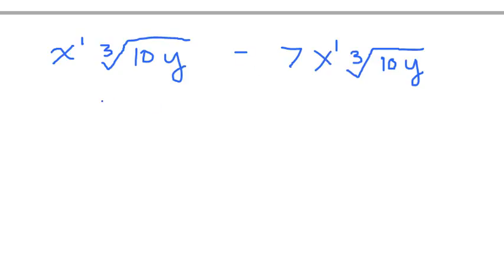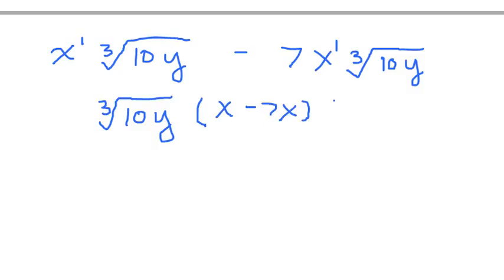Alright. So another way of looking at this, we could have 3 roots of 10y, and if we were to factor that out, these are both like terms right here, so we end up with, and I'm going to bring these out front, a negative 6x, and then 3 roots of 10y. Okay.